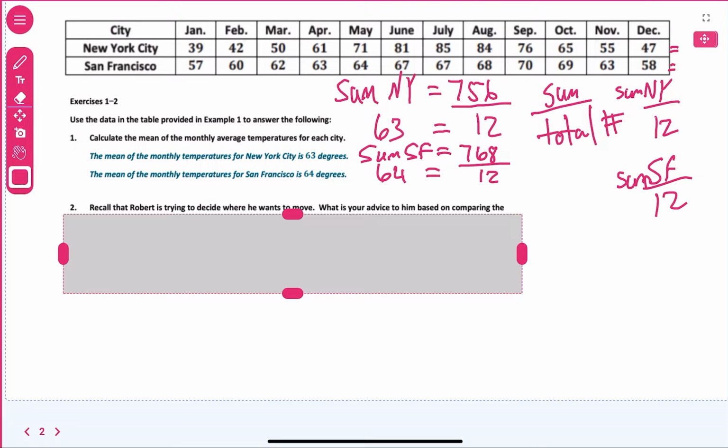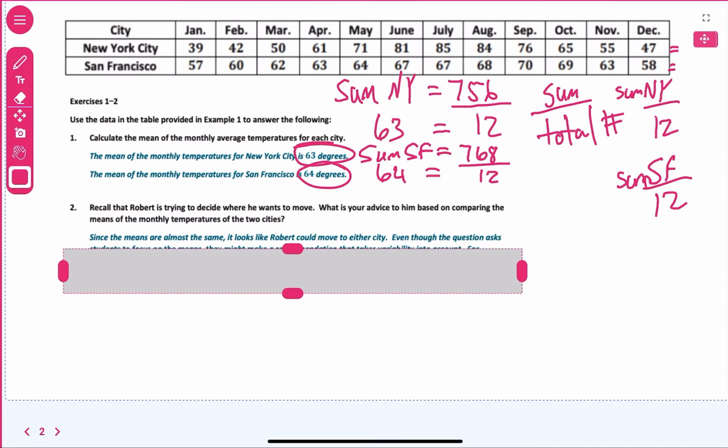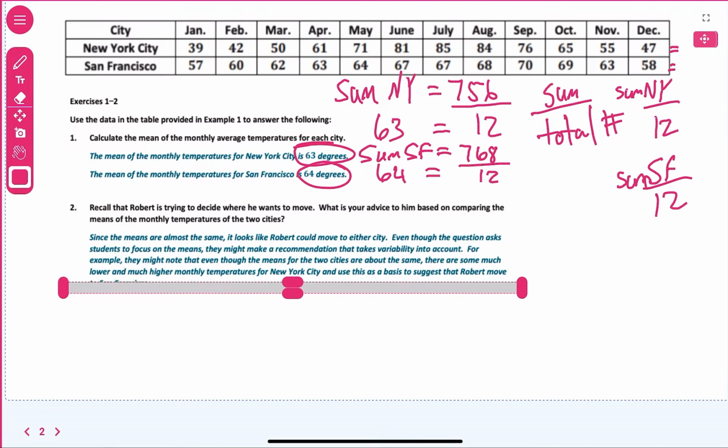Recall that Robert is trying to decide where he wants to move. What is your advice to him based on comparing the means of the monthly temperatures of the two cities? Well, the means, once again, 64 and 63. Not a lot of difference there, is there? So, since they're almost the same, it looks like Robert can move to either city.